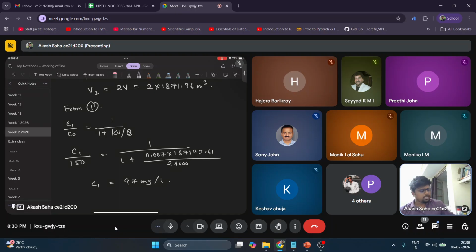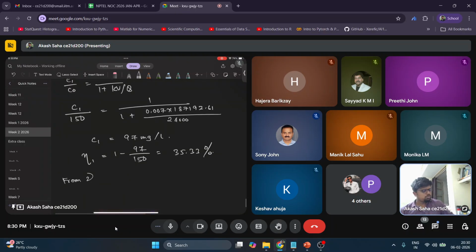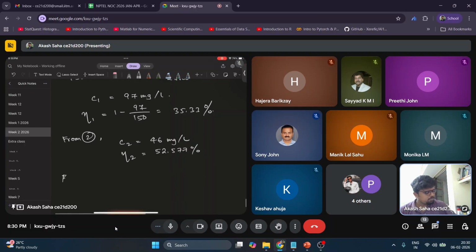And what is the efficiency of the first reactor? First reactor efficiency is 1 minus 97 by 150. So it will be around 35.33%. Now similarly from equation 2, you will get C2, I am just directly writing, 46 milligram per liter, and efficiency of 2 will be 52.577%. Same, directly the formula we have to put. And from equation 3, C3 we already know, so this is 30 milligram per liter. So the efficiency of the third reactor will be 35.33%.